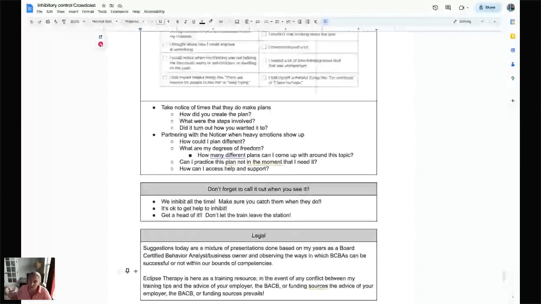So we inhibit all the time, right? Catch them doing it, and help them realize it's okay to get help. Get ahead of it if you can. Spend that time practicing, and don't let the train leave the station if you can help it at all. But that again, as a parent, is really hard when you're cooking dinner, doing laundry, answering a phone call, trying to respond to emails, making sure that dog's not barking, whatever other contingencies are at play in your world at the moment.